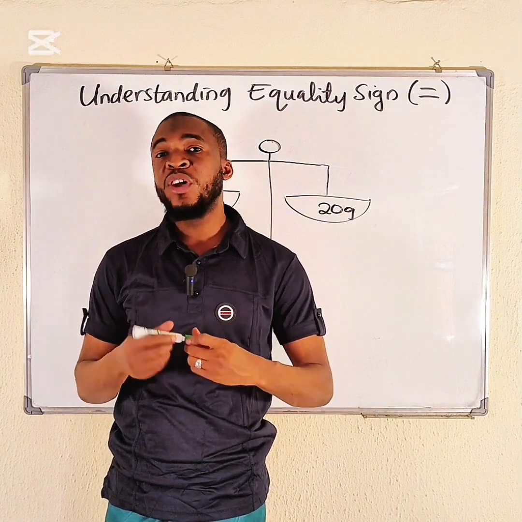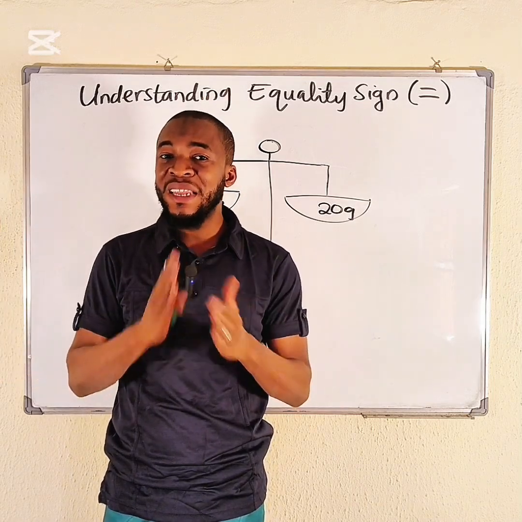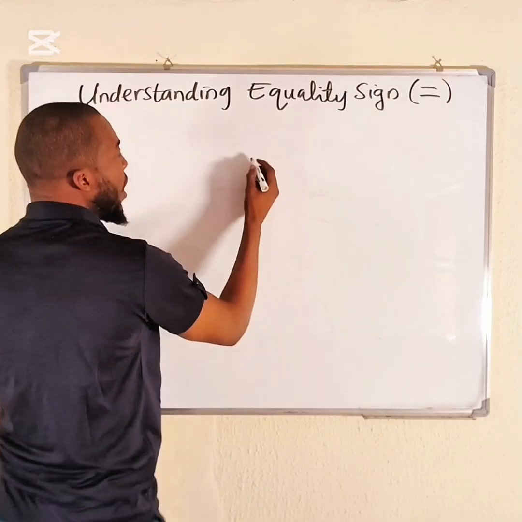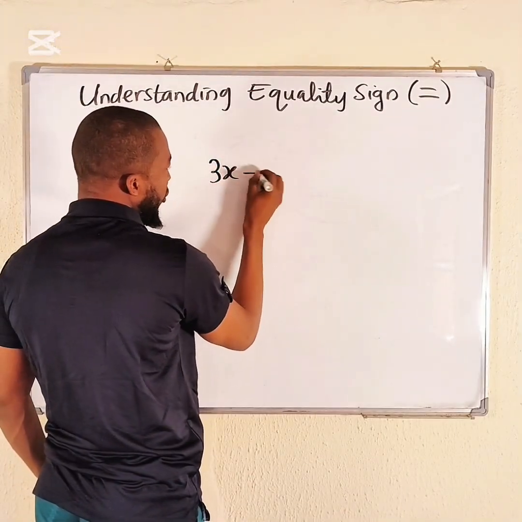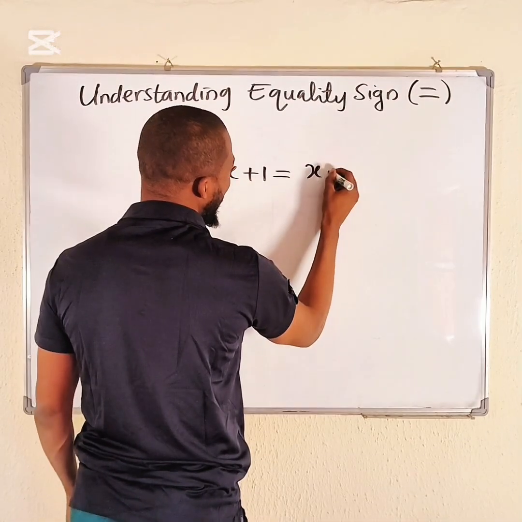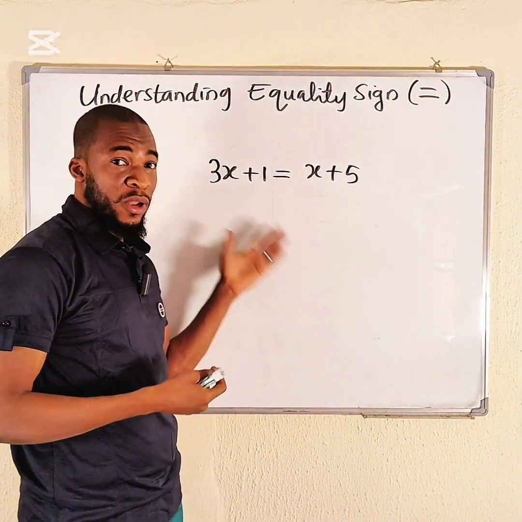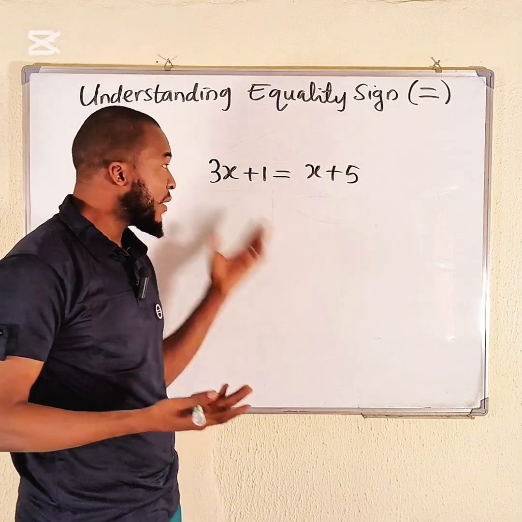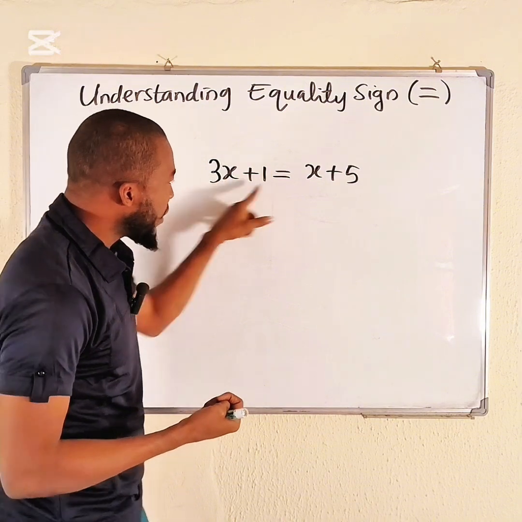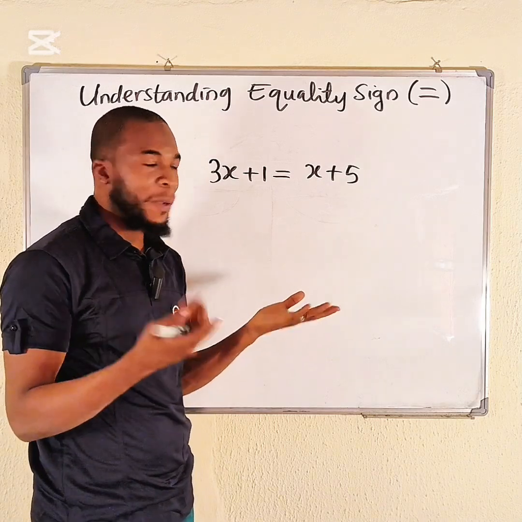This is why whenever you are solving an equation, whatever you do to one side must be done to the other side to maintain the equilibrium position of that equation. Let me give you an instance. If you have maybe 3x plus 1 here, and on the other side you have x plus 5. Though the statement said they are equal, we have to confirm whether this statement is true. What is the value of x that you can input here so that the left and the right hand side must be the same? So let us relate with our scale.